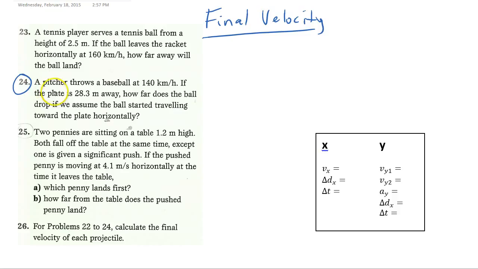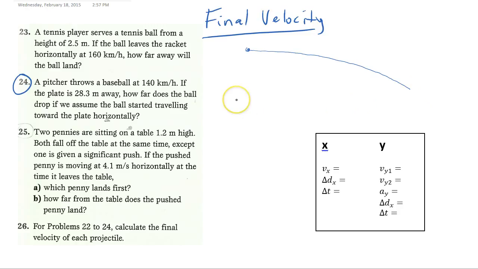So what does this look like? A pitcher throws a baseball at 140 kilometers per hour if the plate is 28.3 meters away. So it's going to be a situation where it's a lot like throwing something horizontally off of a cliff. In this case, the pitcher is at some height because of the pitcher's height, and also in baseball you stand on a pitcher's mound.